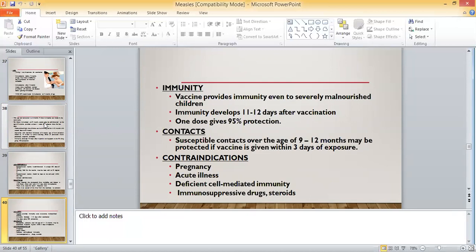Susceptible contacts over the age of 9 to 12 months may be protected if the vaccine is given within 3 days of the exposure. Contraindications are that it cannot be given in pregnancy, acute illness, or deficient immunity, to immunocompromised patients, or to patients taking steroids or drugs.